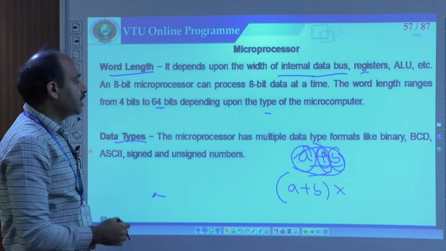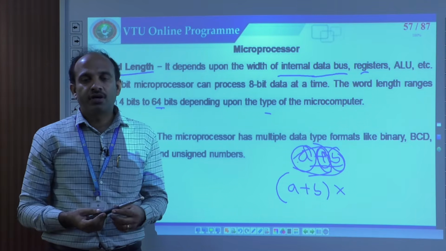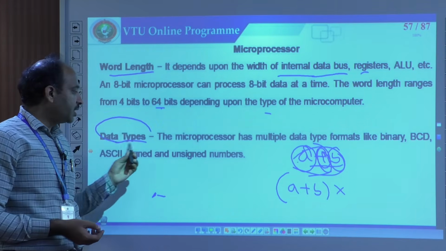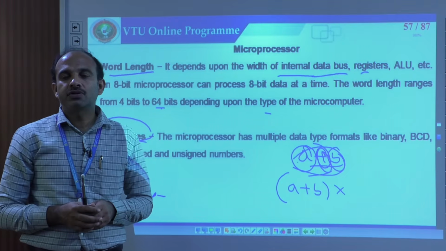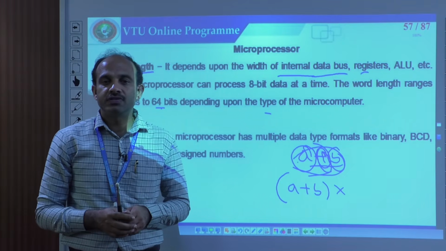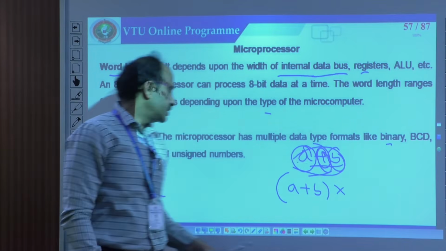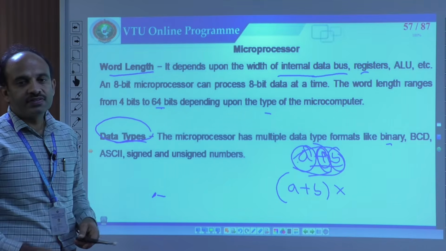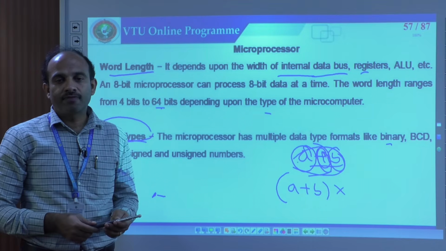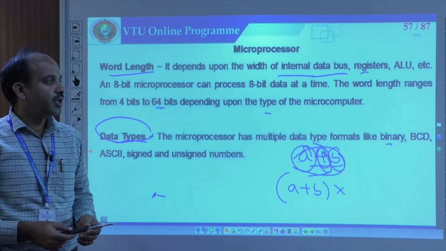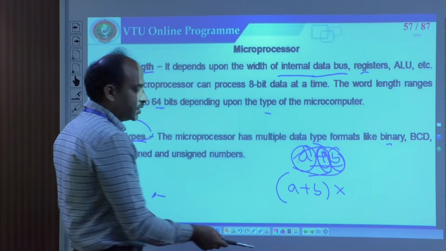And then another one is the type of the data. That is also very important, right? Everything in the computer depends on what type of data you are going to process. The microprocessor has multiple data type formats, like binary, BCD, ASCII, and signed and unsigned numbers. These are the different data type formats which we use in the microprocessor. Based on the data type format, it will start processing the instructions.